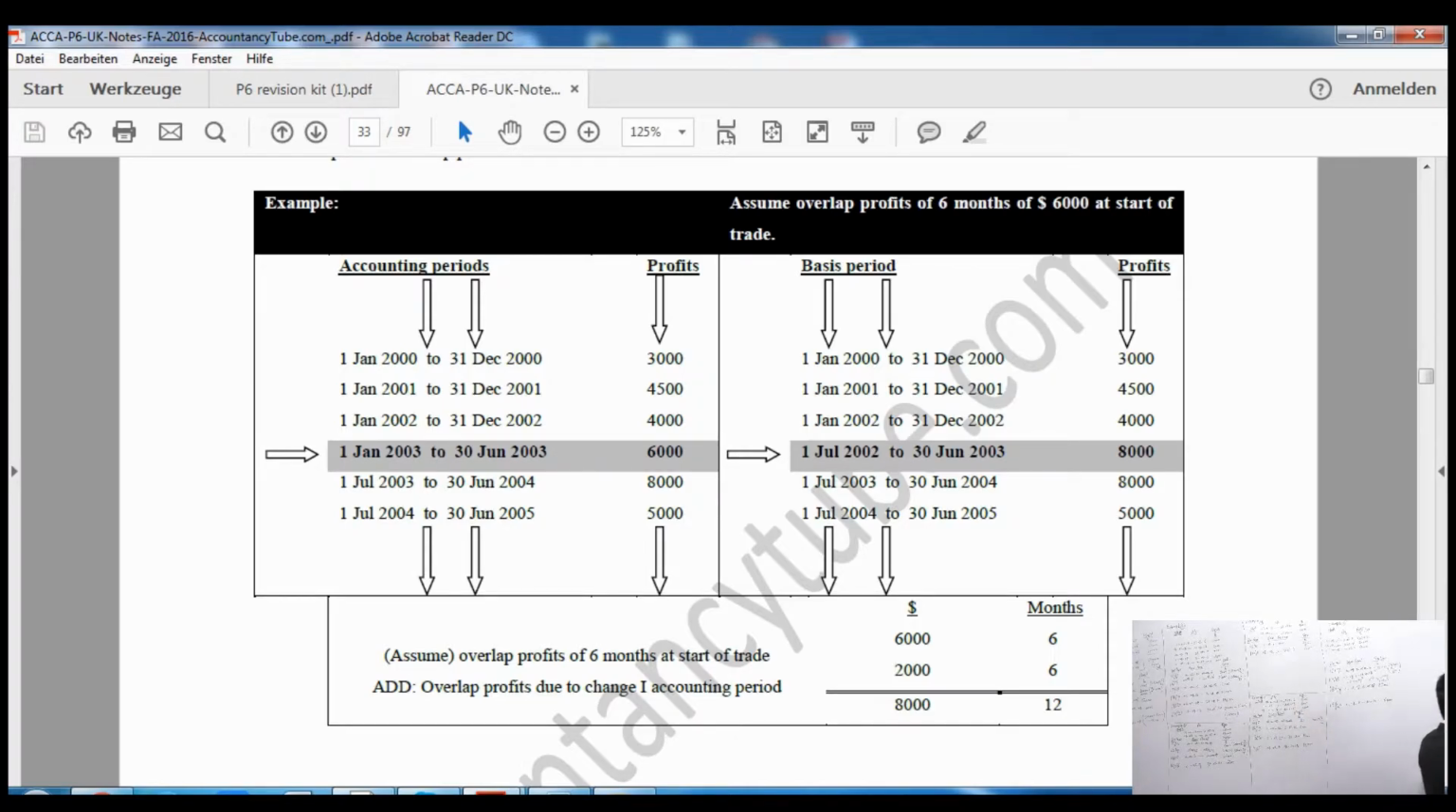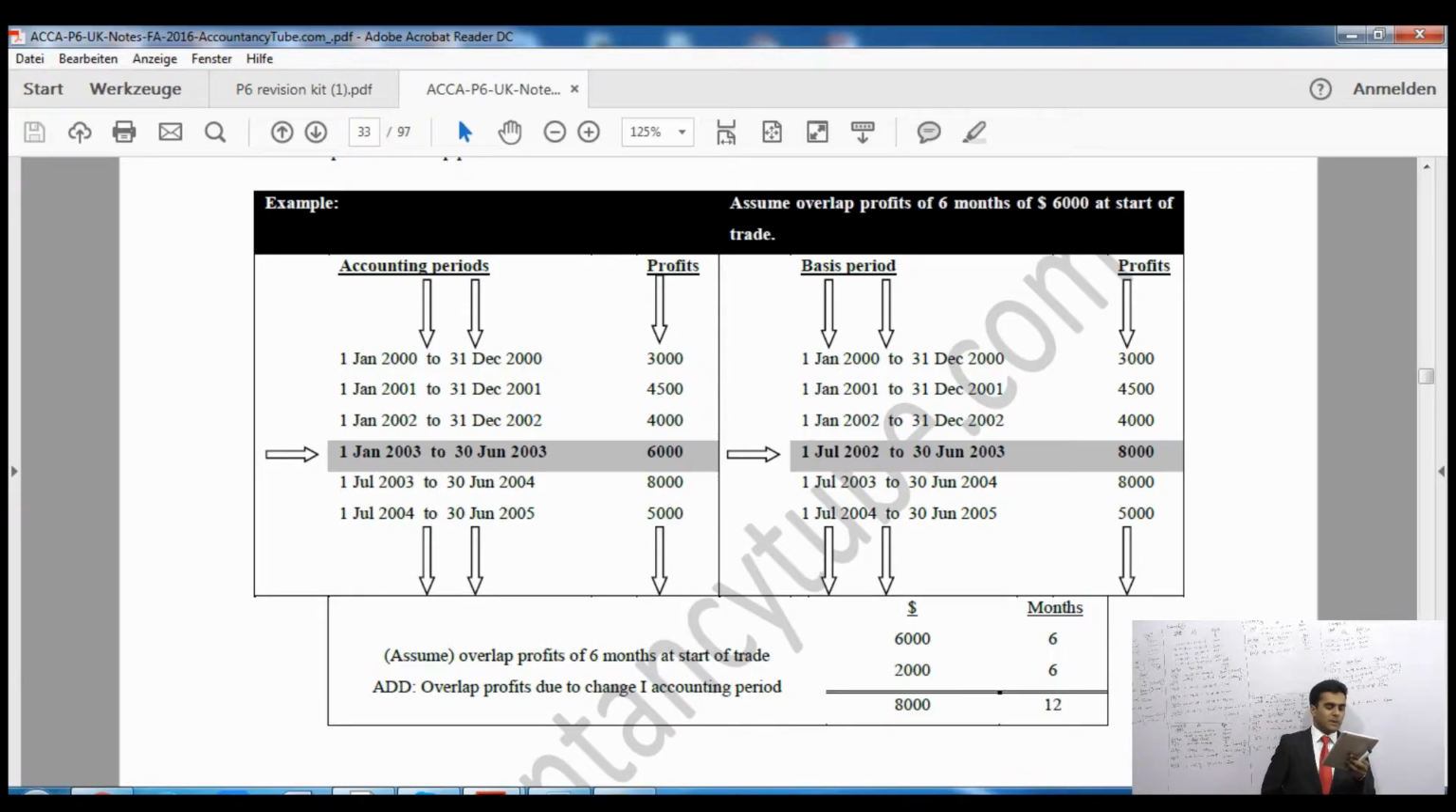If you look beneath that, there is an assumption in the question which says that overlap profit of 6 months at the start of the trade was £6,000. So it is an assumption that there was already an overlap profit of £6,000 which was for 6 months, correct? So already there was £6,000. Now another £2,000 will be added by this treatment, by this change of accounting date.